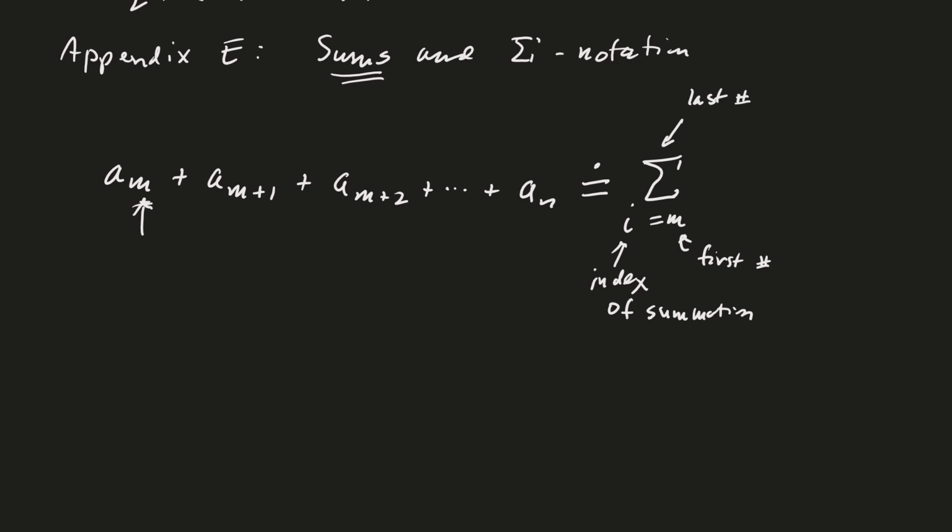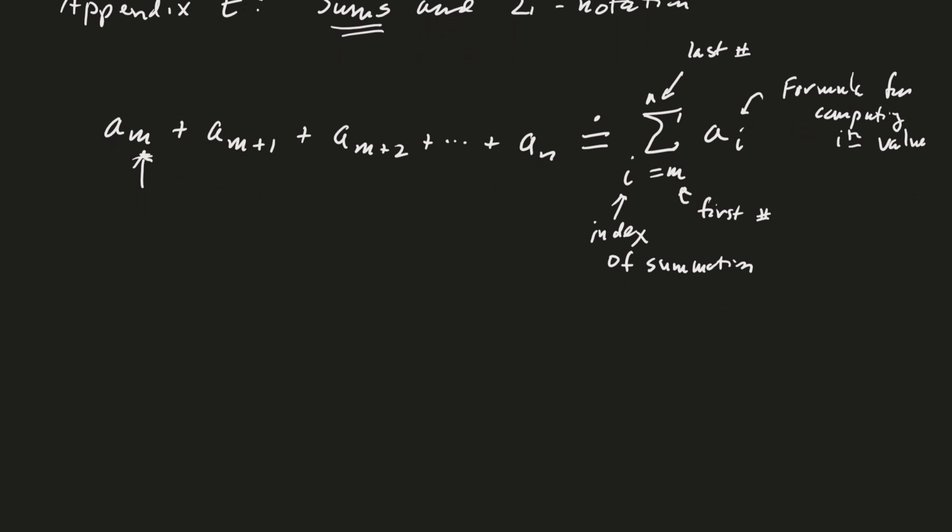And so in this case it's n, right? We're going from m to n. And then inside here, inside the sum, we're going to have a formula for how to compute the ith value of our sum. So in this case we would just have a sub I. Okay? And so this right here should be a formula for computing the ith value of the terms.